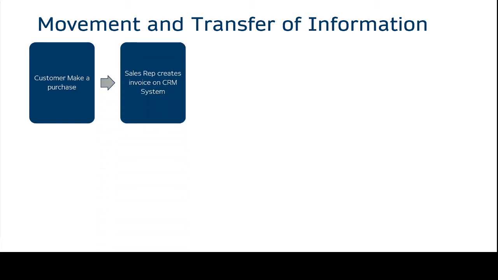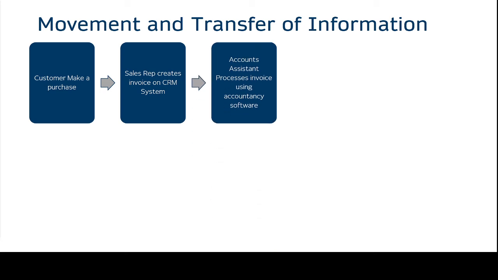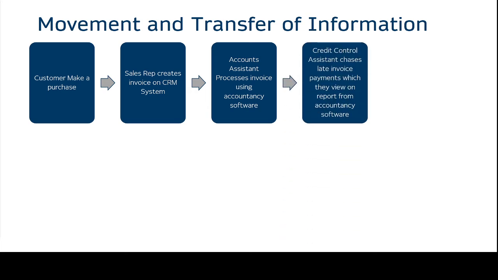So let's use an example. Let's say a customer makes a purchase. This is going to be invoicing again. The salesperson creates an invoice on the CRM system. The accounts assistant would then go onto the CRM system, take out all of the invoices and get them onto their accountancy software. So they'd process that invoice onto their accountancy software. The credit control assistant then runs a report and notices that actually that customer hasn't paid their invoice, and then they can contact the customer to chase up the late payment.